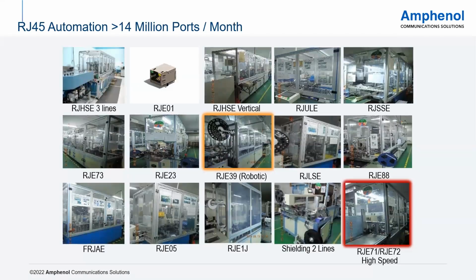This is our automation line. Currently, it's in Shenzhen, China. We will be moving to India soon. We produce over 40 million parts per month, and you can see around 15 different automation lines currently available.